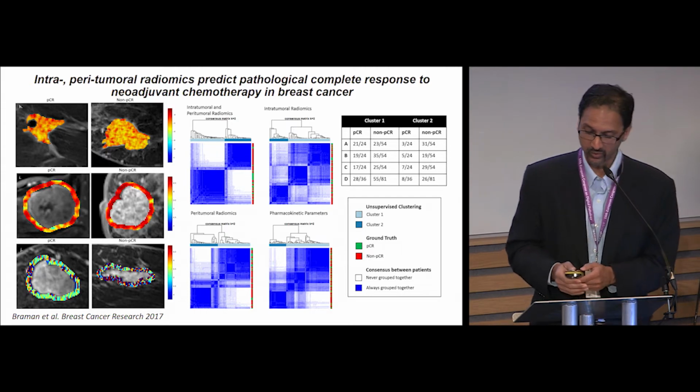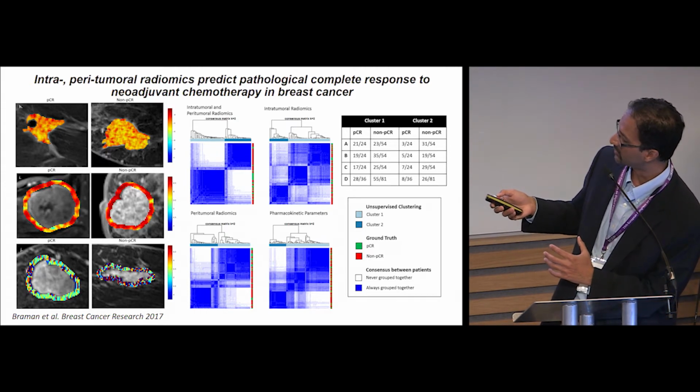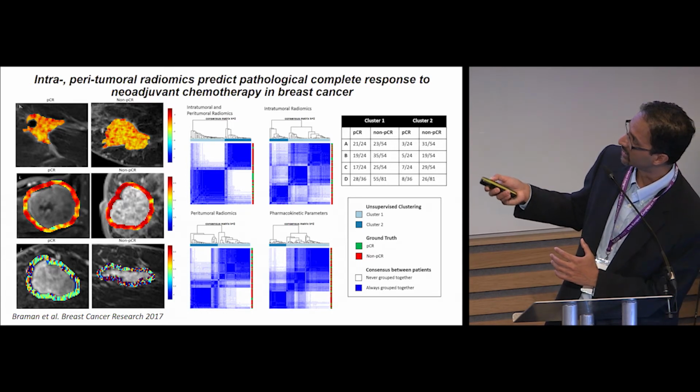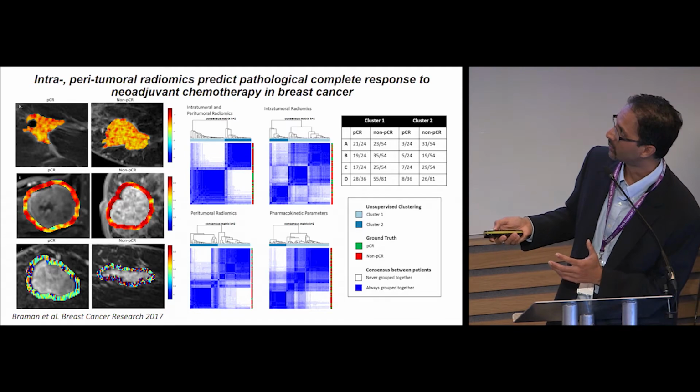And what was interesting was we found that the majority of the predictive signal didn't really come from the tumor itself. It actually came from outside the tumor. The question is why, and what does this mean?